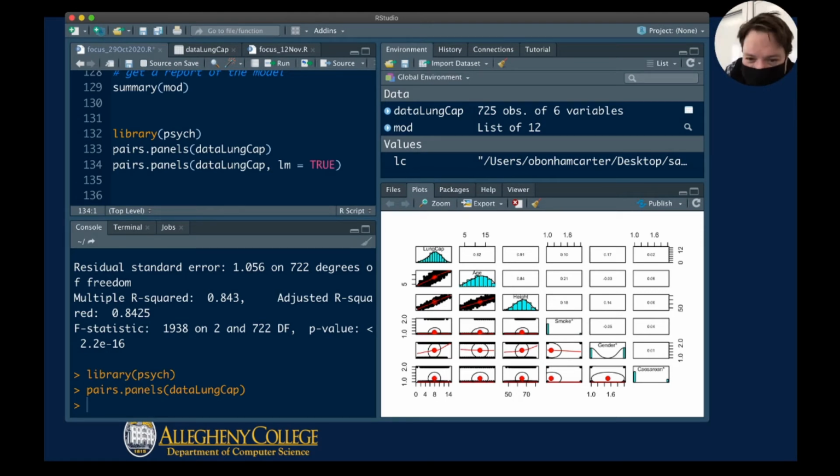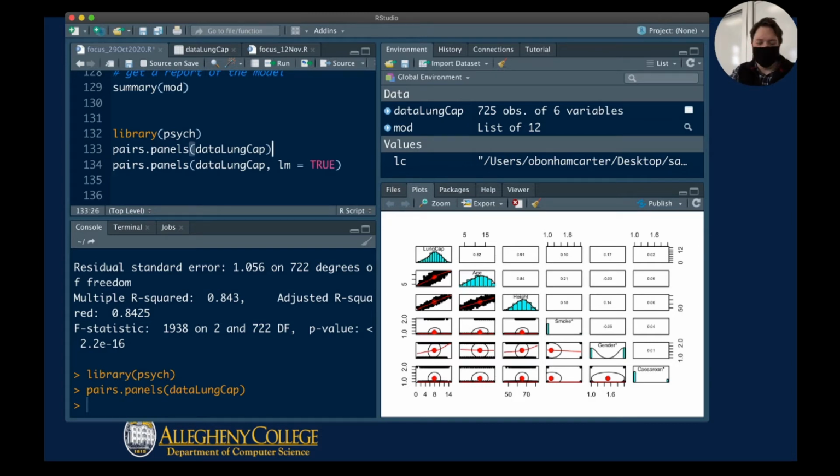I don't know why it's so hard to read on this screen, but in each box on the right-hand side of this pairs panel printout we see the correlation of the intersected variables. For instance, if you look at lung capacity, the box on the upper left, and you move over two spaces so that you're in the same column as height, you can see the value is 0.91. Lung capacity and height seem to have a very big connection with each other. The correlation is very, very high.